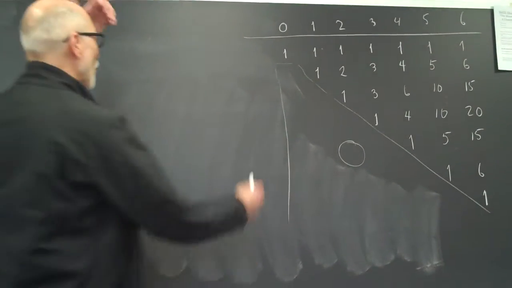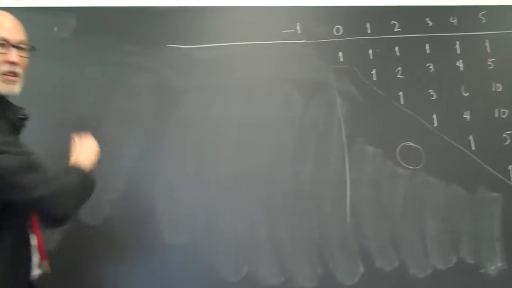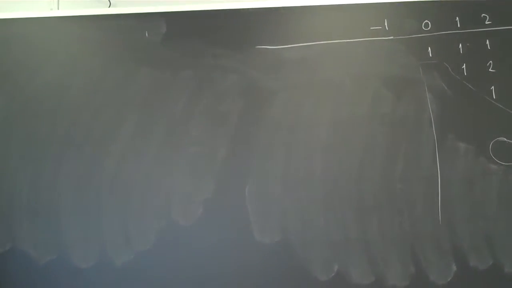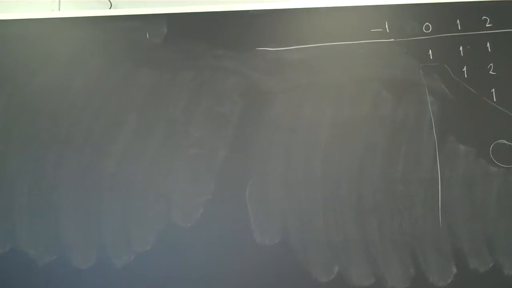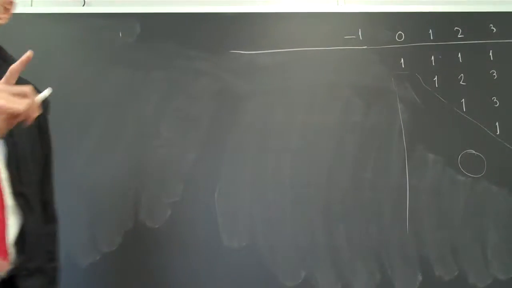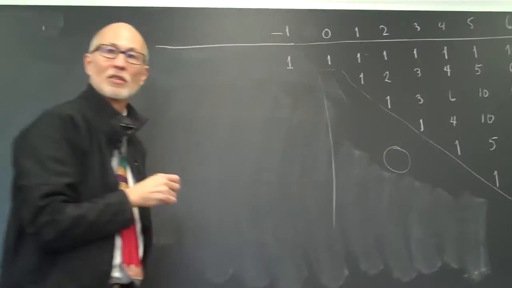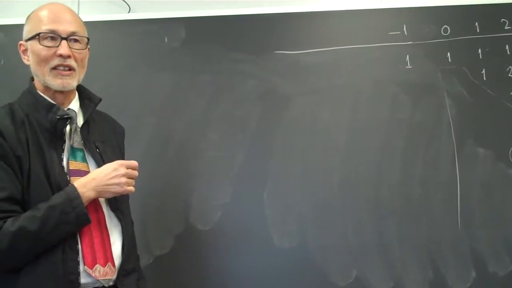But what I'd like to do is do this. What if I had a column like this? Well, I know what Pascal's relation is, right? So I know I have to have a 1 here because everybody is a 1, right?